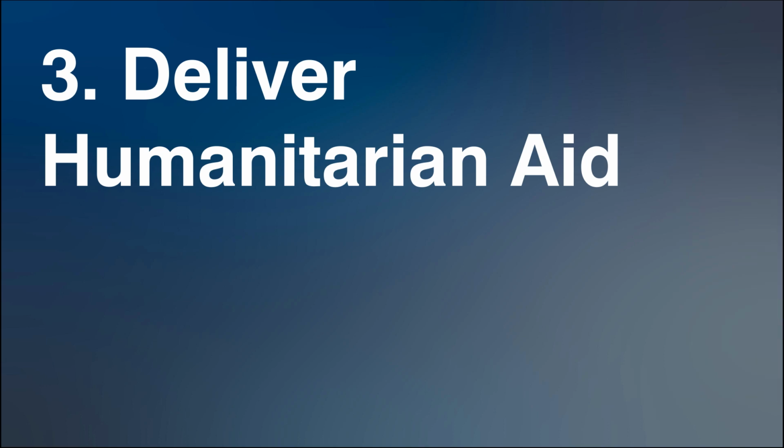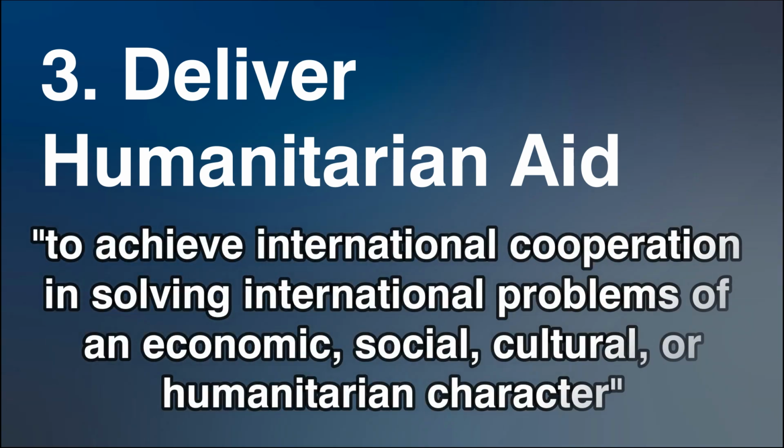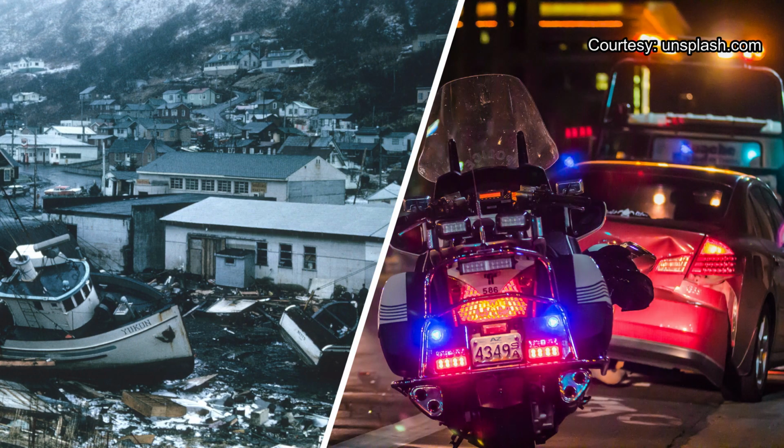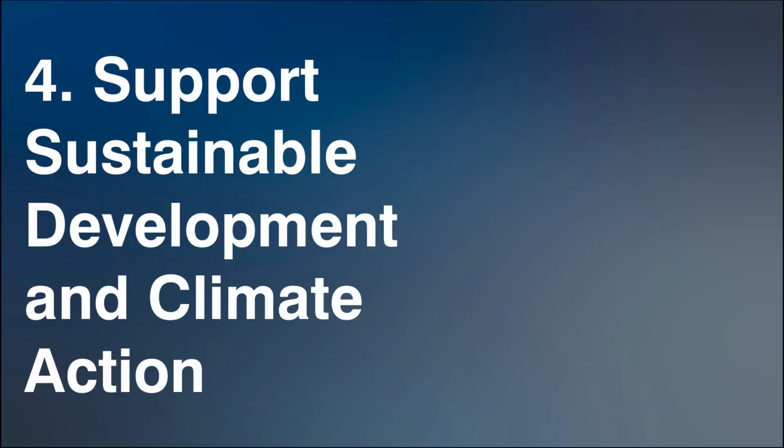Third is to deliver humanitarian aid. As stated in the United Nations Charter, the aim is to achieve international cooperation in solving international problems of an economic, social, cultural, or humanitarian character. With the help of the Office for the Coordination of Humanitarian Affairs, the international community now relies on this organization to coordinate humanitarian response to natural and man-made disasters in areas beyond the capabilities of national authorities alone. Fourth is to support sustainable development and climate action.